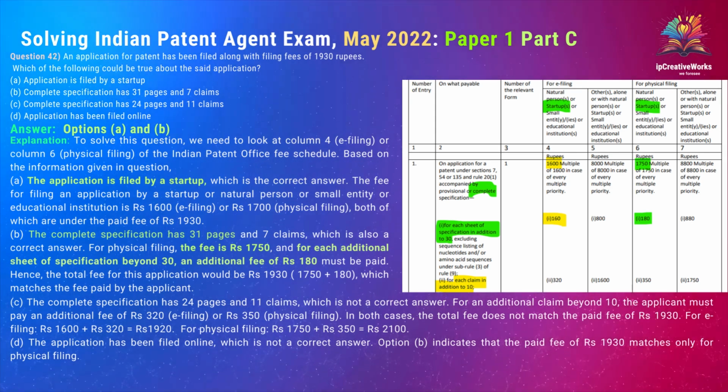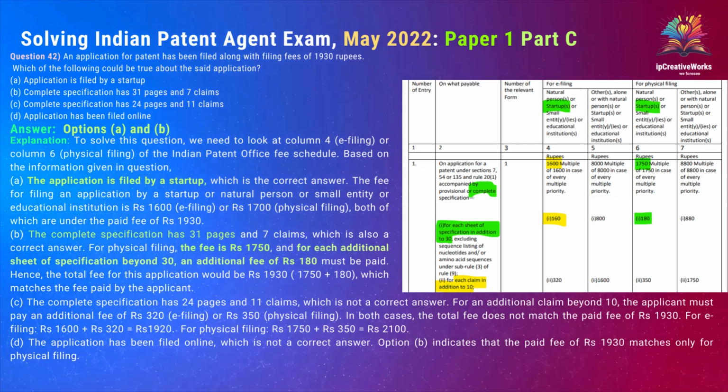B. The complete specification has 31 pages and 7 claims, which is also a correct answer. For physical filing, the fee is 1,750 rupees, and for each additional sheet of specification beyond 30, an additional fee of 180 rupees must be paid. Hence, the total fee for this application would be 1,930 rupees, which matches the fee paid by the applicant.